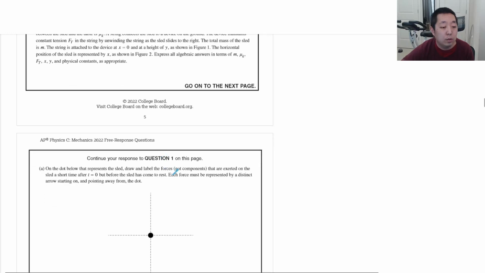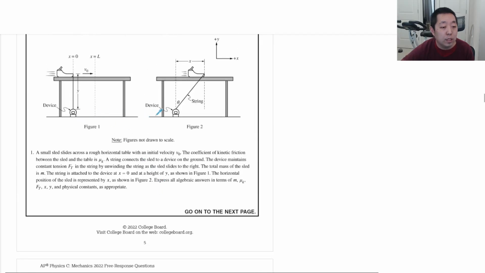And the dot below, draw and label forces that are exerted on the sled a short time after t0, but before the sled has come to rest. So sometime between here and here. Okay, so like maybe before it comes to a rest here. So, unwinding the string as the sled moves to the right.